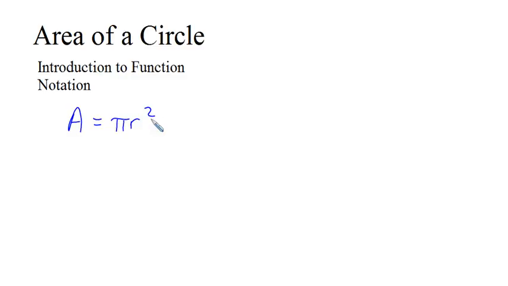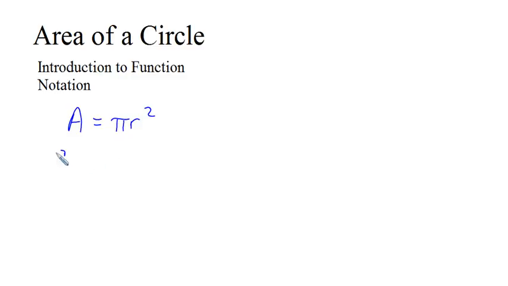And we usually write it as A equals pi r squared because A is the area and r is the radius. But if you just said to find the area of a circle, you would do pi times the radius squared, you'd also be correct. And that's kind of where function notation comes in.